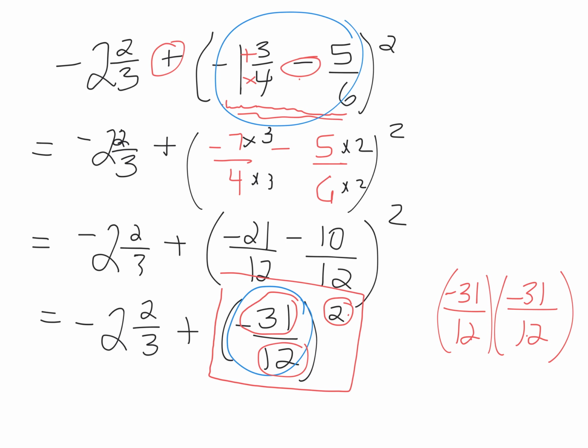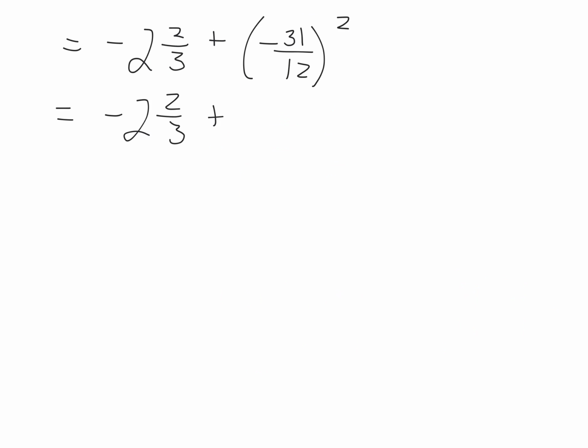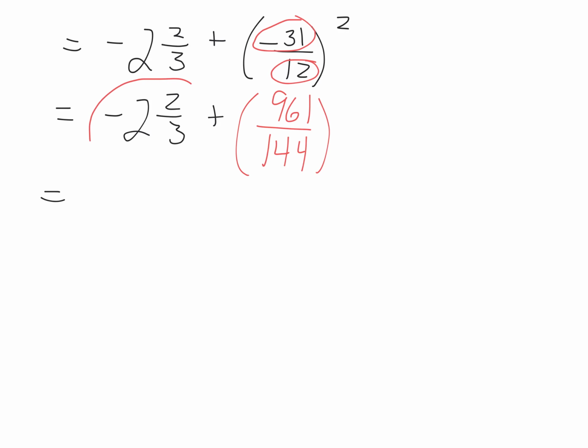Okay, so what is negative 31 times negative 31? Negative times a negative is positive. Positive what? 961. And what's 12 times 12? 144. Okay, now it was okay if you turned this into an improper fraction earlier on. That's fine. I'm just leaving it till now.